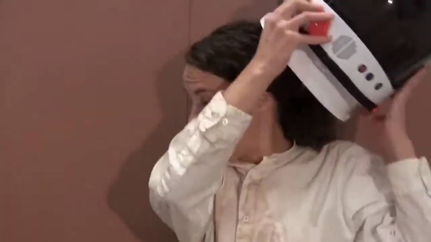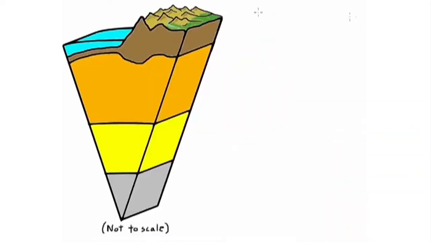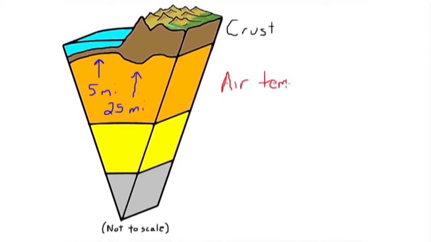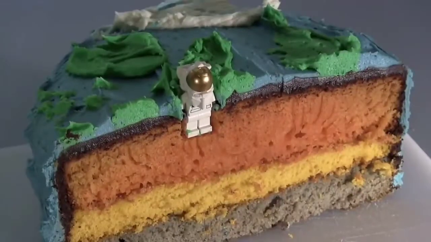Okay. First, let's start with the part of the Earth that we live on, the outermost layer called the crust. The crust must be solid, or we'd sink into the Earth's insides. It is made up of rock and loose material. This layer is very thin in comparison to the other layers. The crust is about 5 miles deep beneath the oceans, and about 25 miles thick below the continents. The temperatures of the crust vary, from air temperature on the top to about 1600 degrees Fahrenheit in the deepest parts of the crust. Let's start digging.